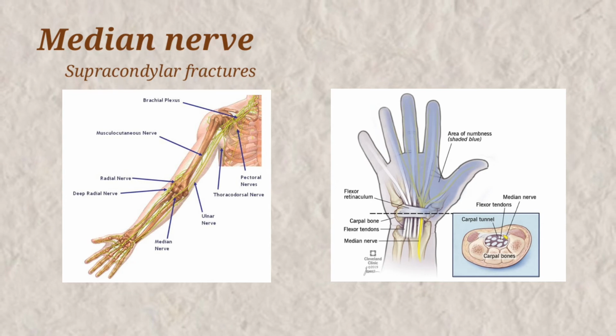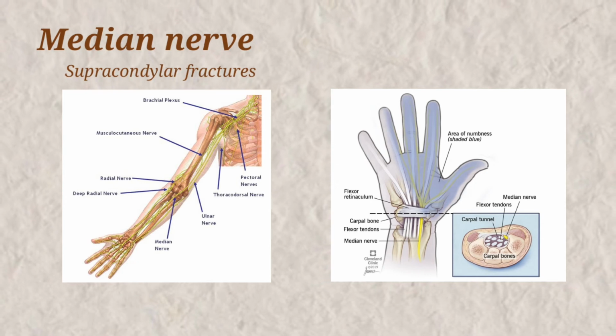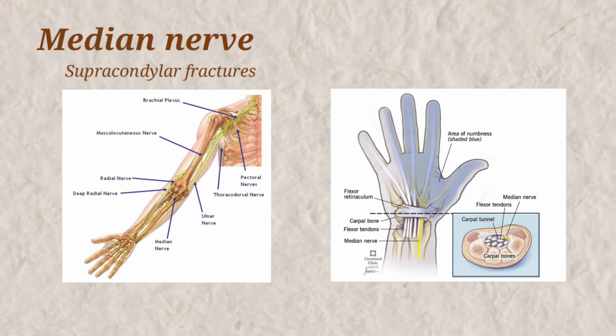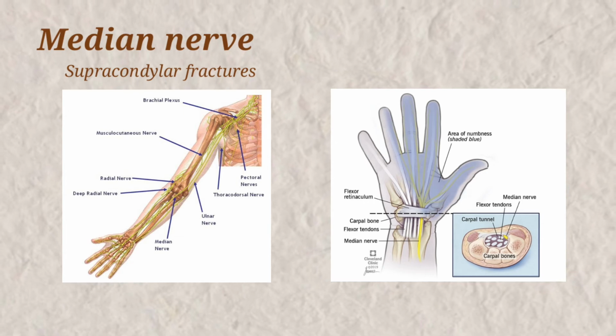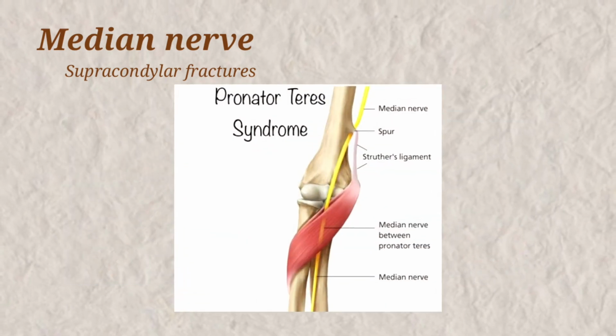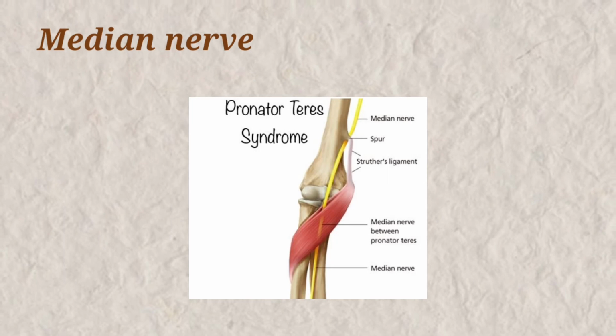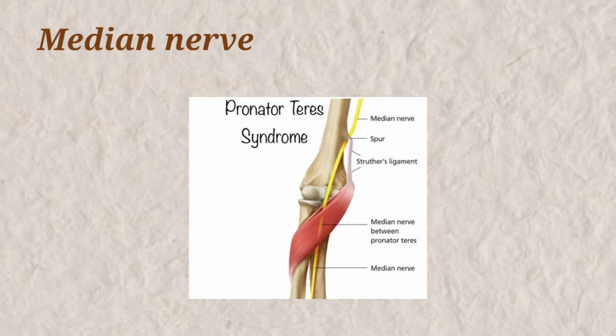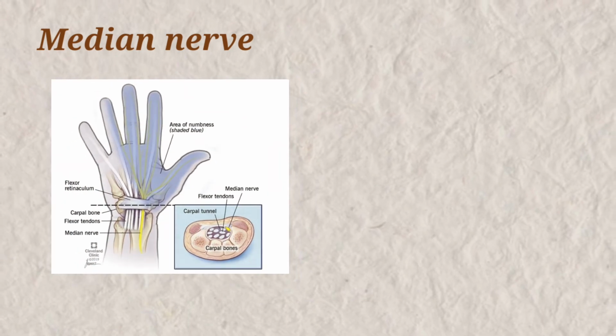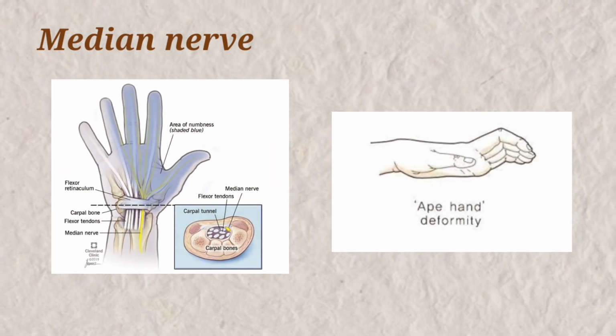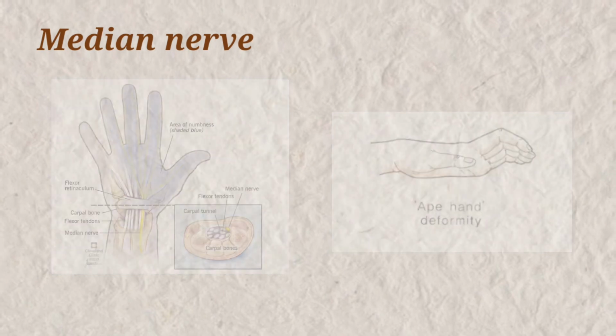Supracondylar fractures of the humerus and more commonly penetrating wounds proximal to the flexor retinaculum can cause injury to the median nerve. The pronator muscles of the forearm and long flexors of the wrist and fingers are paralyzed. As a result, the hand looks flattened and is often referred to as ape hand.